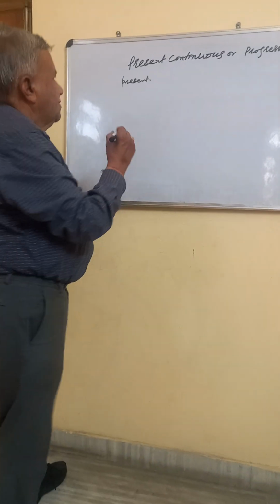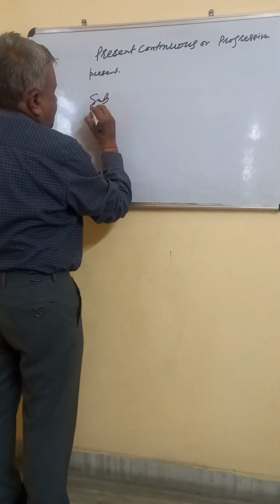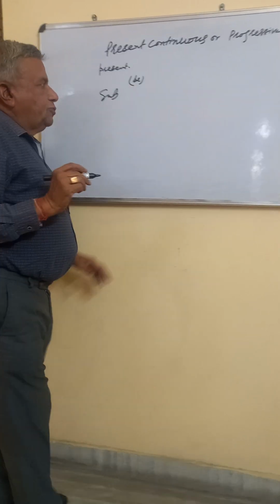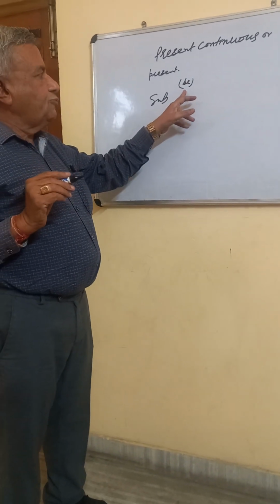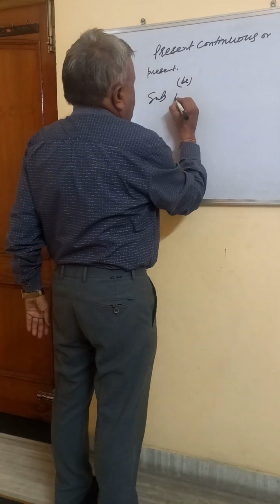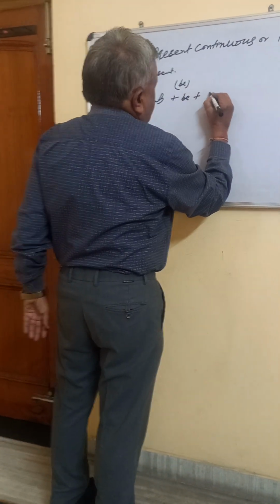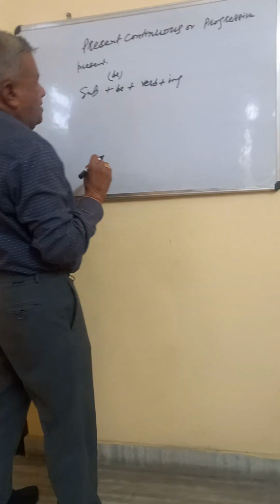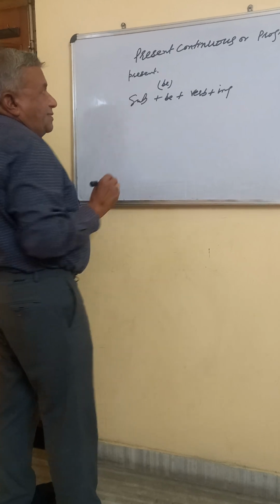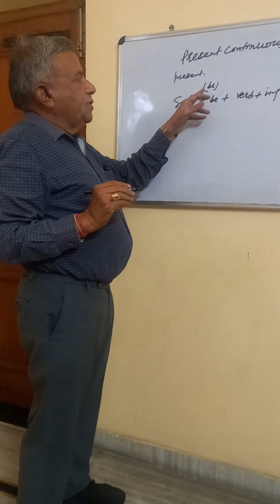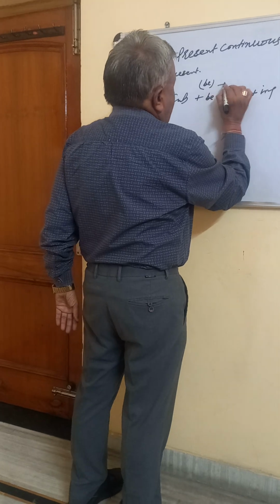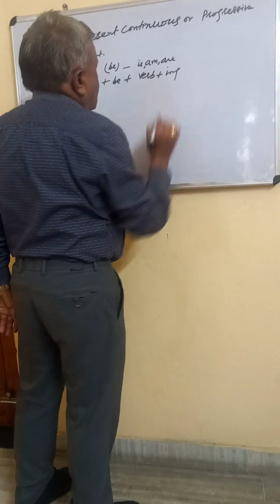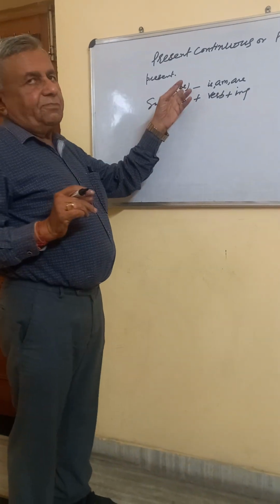We use subject, then the use of be is there. We make use of be plus verb plus ing. So this is the pattern of forming sentences in present continuous. We use either of these three words, is, am, are. These are the finite forms of the verb be.